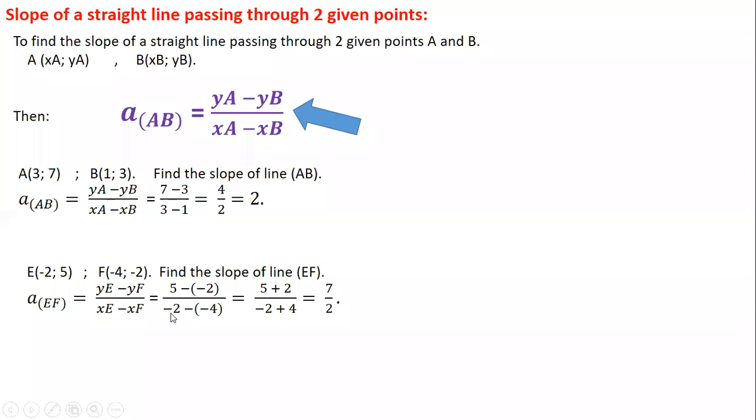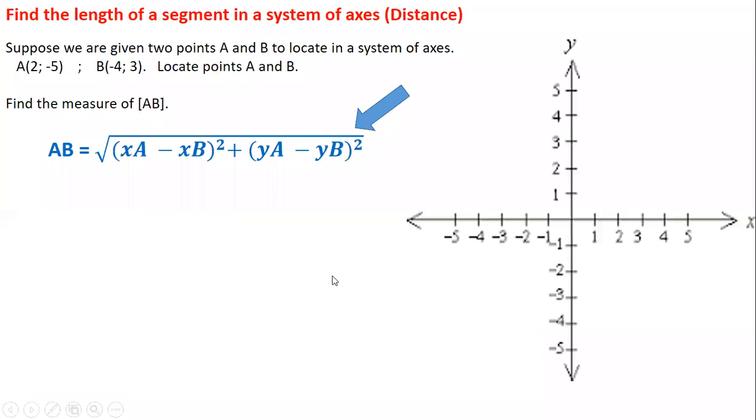Now, the abscissa of E is? Minus 2. The abscissa of F is? Minus 4. Because I have a minus and a minus, I also replace it between parentheses, okay? Now I calculate. Negative times negative is positive, and negative times negative is positive. It's 5 plus 2, which is equal to? 7. Minus 2 plus 4 is? 2. So the slope of line EF is how much? 7/2. Thank you, Mariam. It's 7/2.